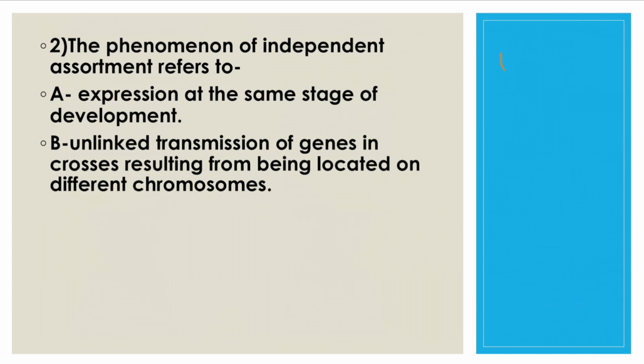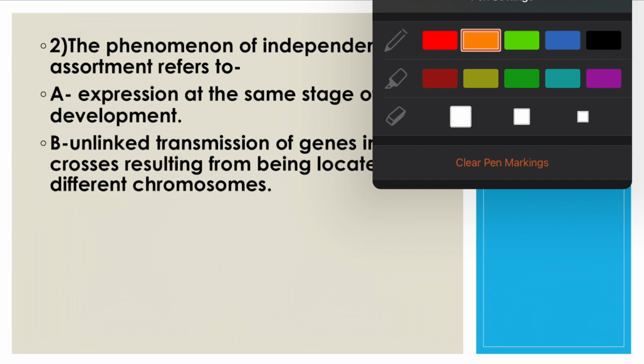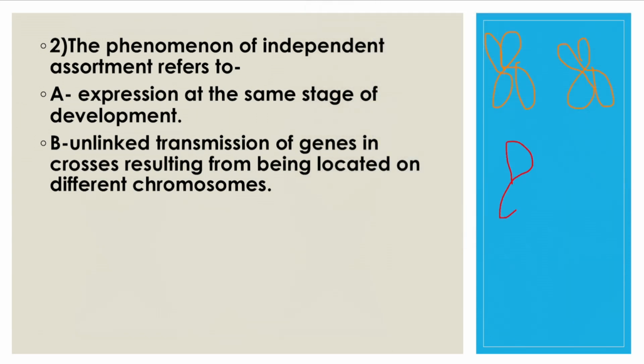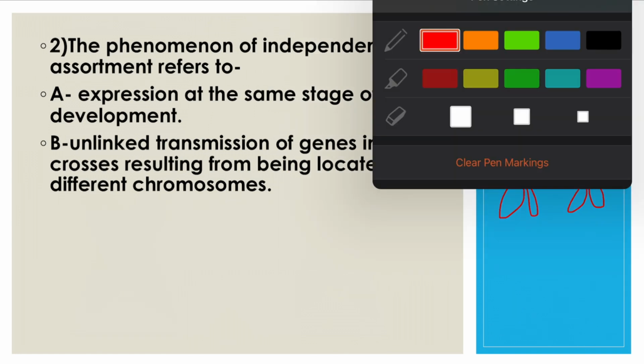In Mendel's dihybrid cross, he took two characters at one time, and you know that pea has 7 pairs of chromosomes. So it means that when he took two characters, those characters must be present on two different chromosomes. For example, he took seed color yellow and green.